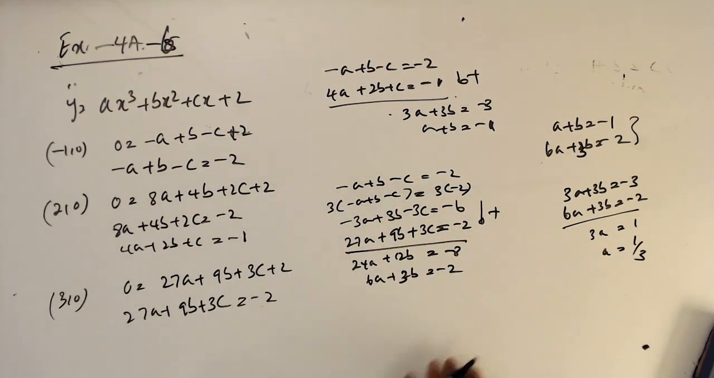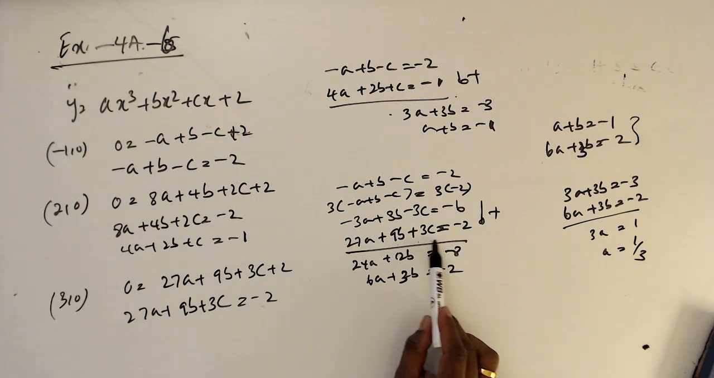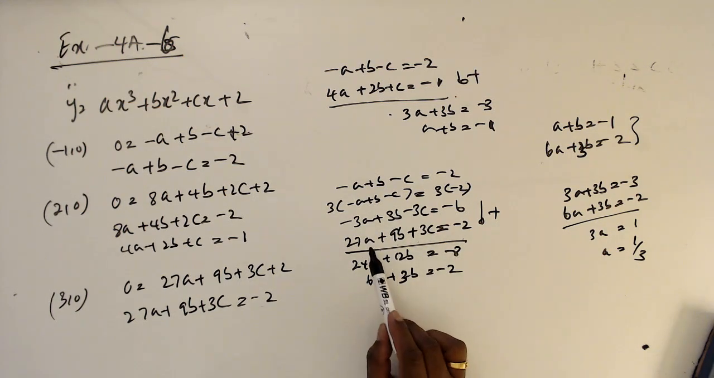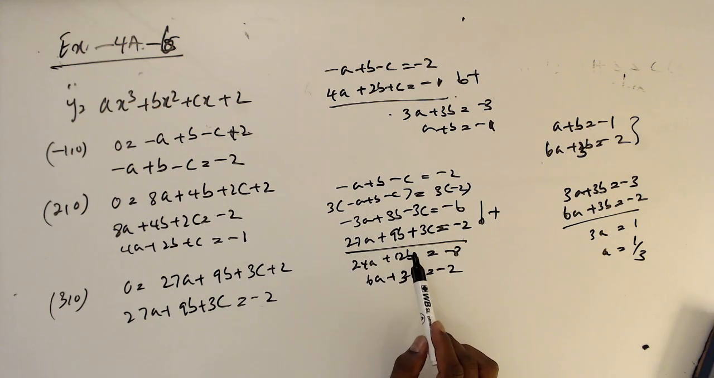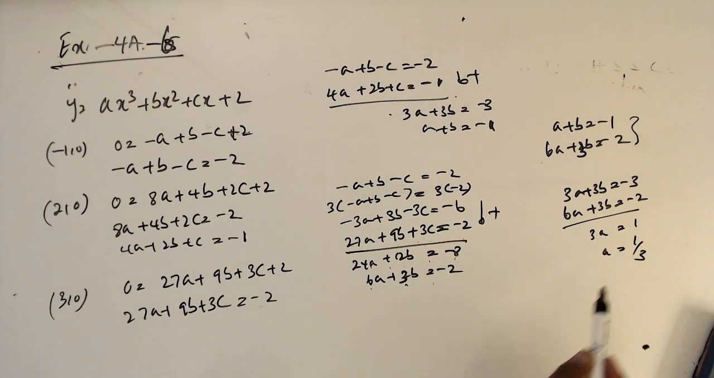I did the calculation and it's fine now, because I made a mistake when I divided by 27a plus 9b plus 3c minus 2. It has to actually be 24a plus 12b minus 2. When I divide by 4, it has to be 6a, not 2b, it is 3b. Then you will get the answer.